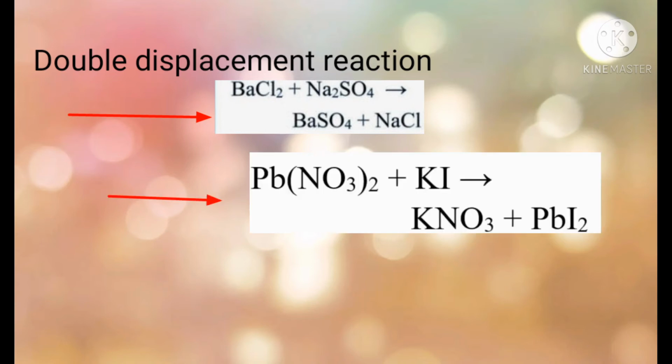The next example is lead nitrate with potassium iodide solution. They are colorless salts. On adding, we will get a yellow precipitate of lead iodide. In lead nitrate, lead is a metal radical. In potassium iodide, potassium is a metal radical. These two metals exchange themselves. In lead's place we write potassium, and in potassium's place we write lead. In this way we get the compounds lead iodide and potassium nitrate.